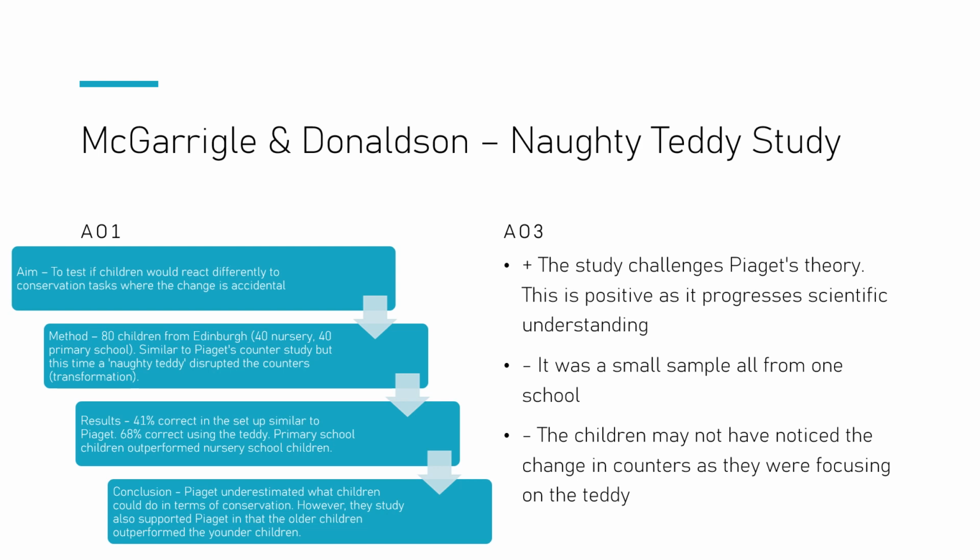So for a strength, it's a good thing that this study challenges Piaget's theory. We want that in science. We want theories, ideas to be put out and then tested again and look at whether we've got consistent results. The fact that it goes against Piaget's study, it's obviously maybe a negative of Piaget's theory, but it's a strength of this study that it follows the scientific method and allows us to test a pre-existing idea.